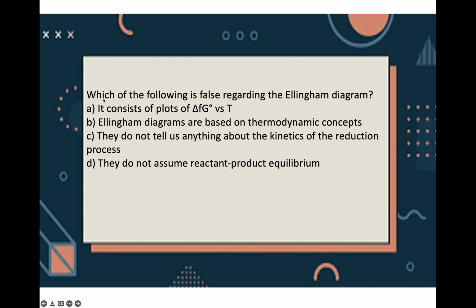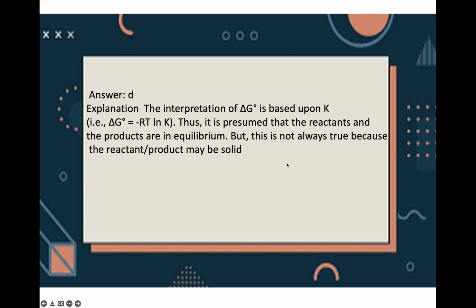Okay. Now which of the following is false regarding the Ellingham diagram? It consists of plots of delta G0 versus T, and it's based on thermodynamic concepts. They do not tell us anything about the kinetics of the reduction process, or they do not assume reactant product equilibrium. So what is the correct option? It is D. They do not assume reactant product equilibrium. The interpretation of delta G0 is based upon K, that is, delta G0 = minus RT ln K, as we have already learned. It's assumed that the reactants and products are in equilibrium, but that's not always true, because the reactant or product may be solid. So option D is the correct answer.